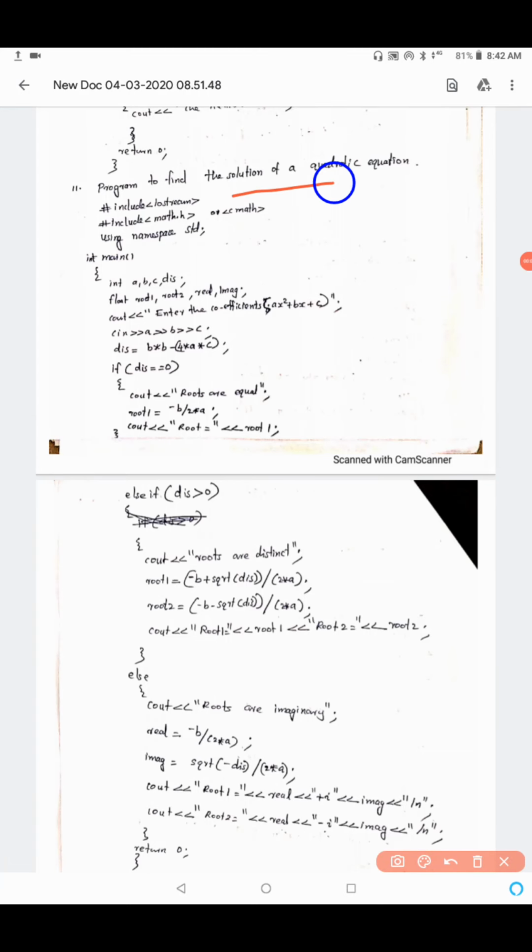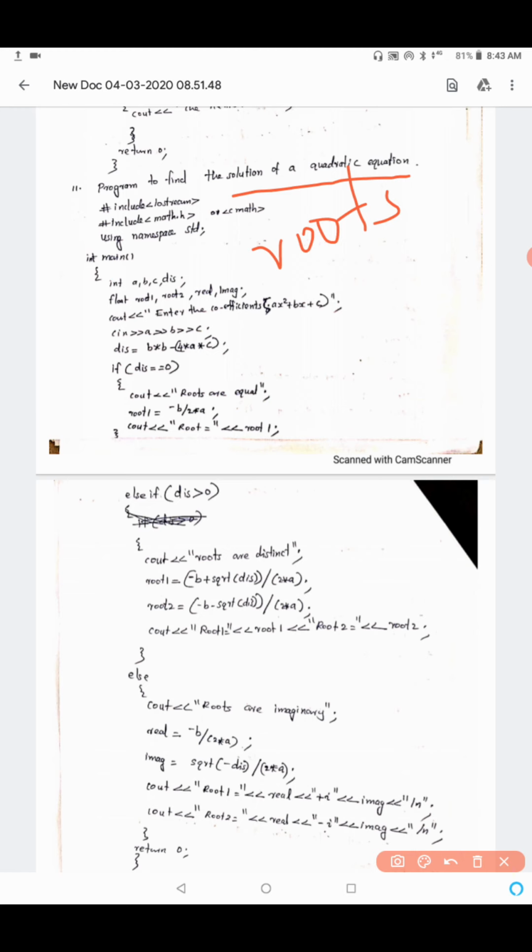Next program is to find the solution of a quadratic equation. Solution here means to find the roots of a quadratic equation. So we should have an awareness. What is a quadratic equation? Hope all of you know what is a quadratic equation.